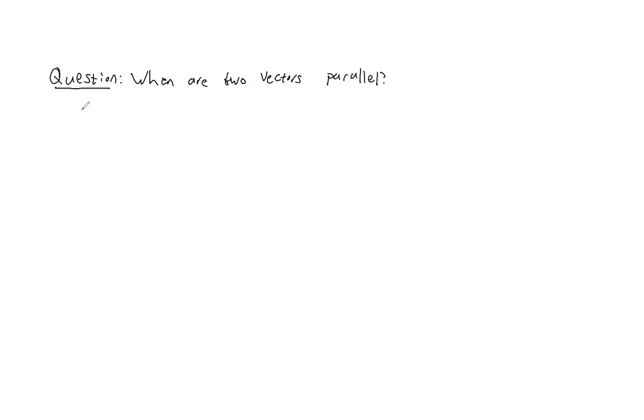Well, when they're orthogonal, we know that V and U, two vectors, are orthogonal precisely when their dot product is 0.